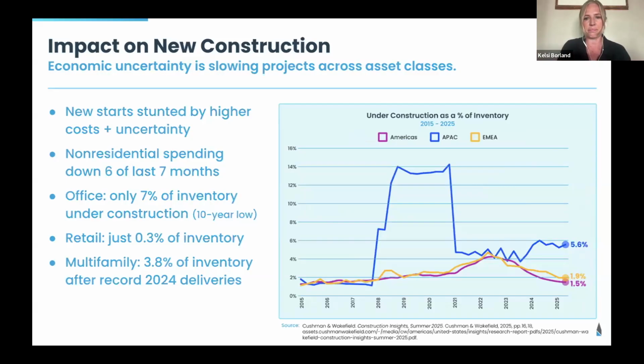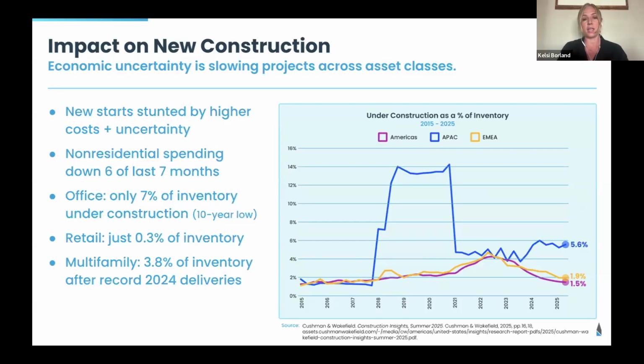Here's the office construction pipeline. You can see that dip as well. This is actually a global graph, so it's kind of interesting to see where office construction is at globally. And then you do have some interesting increases in new construction in some other asset classes.